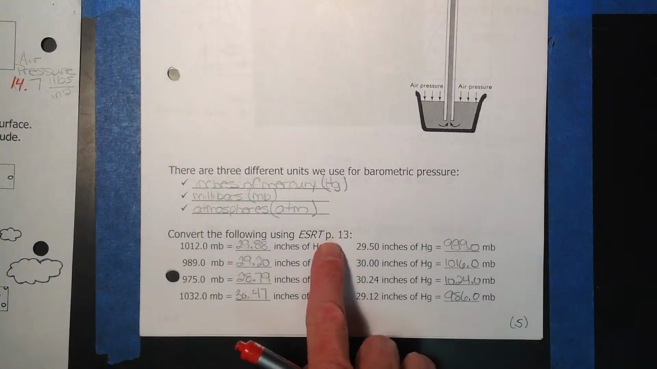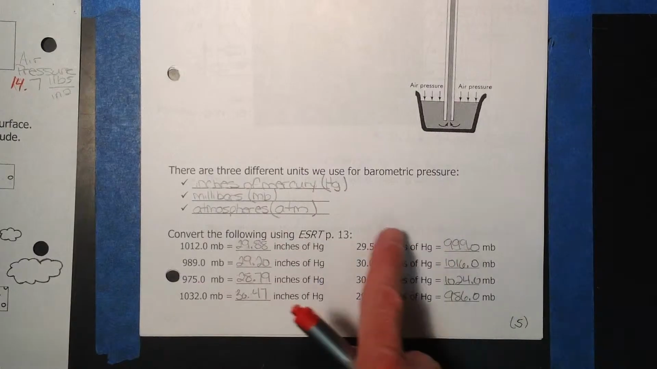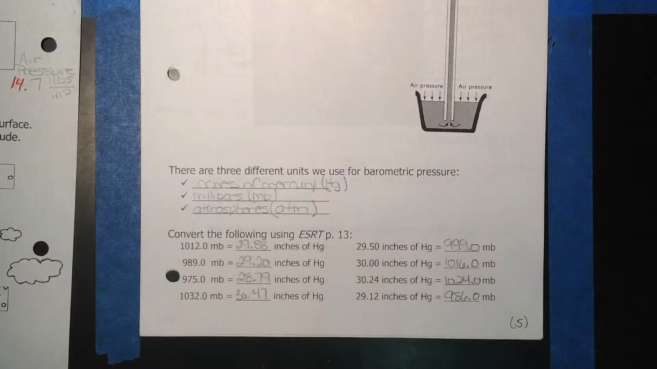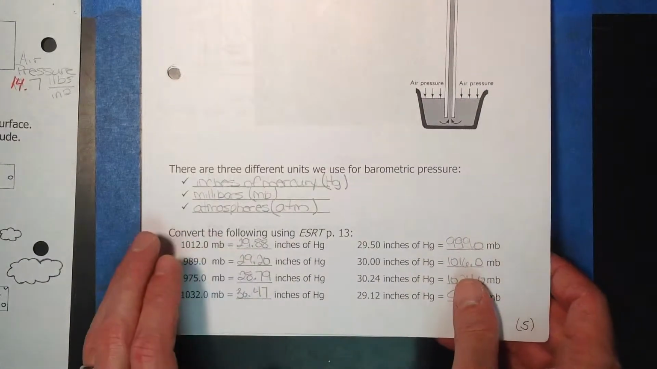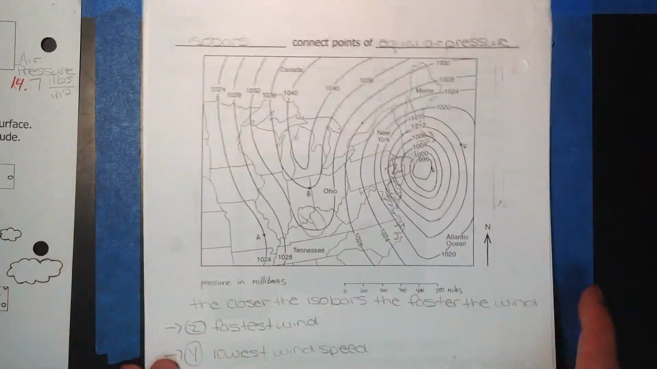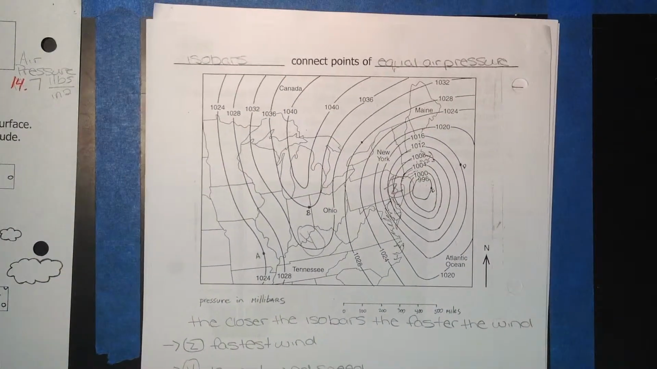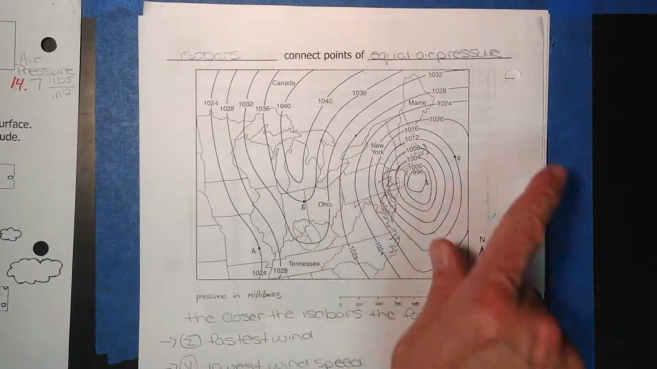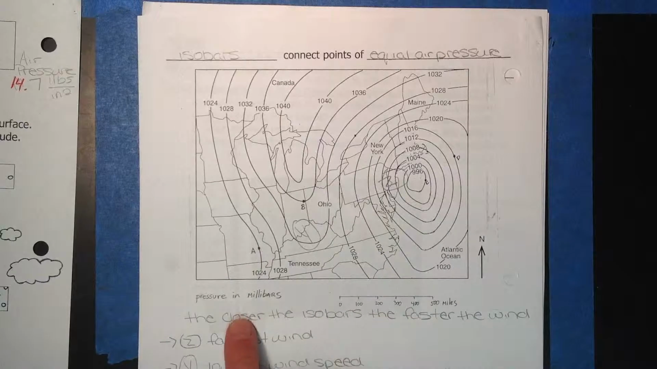Know how to do this on the reference table, page 13. We did this in class as well. Isobars connect points of equal air pressure. These are also air pressure. These are all in millibars.